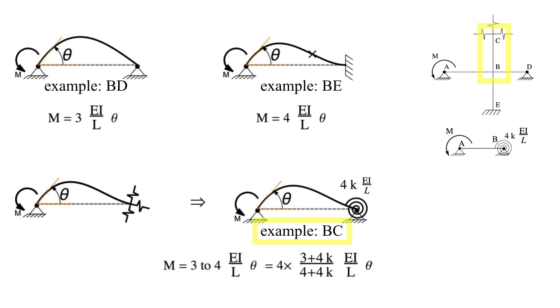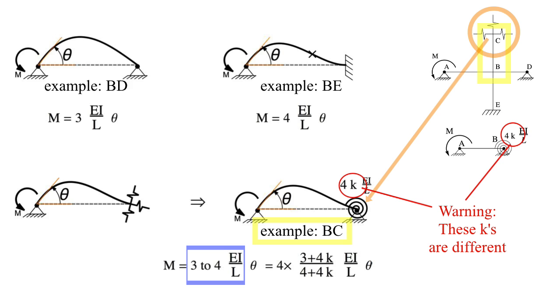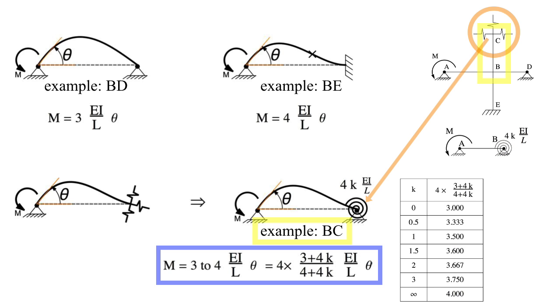Finally, column BC is connected to other members, so its stiffness is somewhere between 3 and 4EI/L, with EI and L, the length, being those of column BC. The members connected to column BC at C also act like rotary springs. If we call the rotary stiffness 4k EI/L, again, EI and L are those of BC, then the stiffness is 4 times (3 plus 4k) divided by (4 plus 4k). The little table shows some typical values for that adjustment, which goes from 3, corresponding to a freely rotating hinge, to 4, which corresponds to a fixed end.